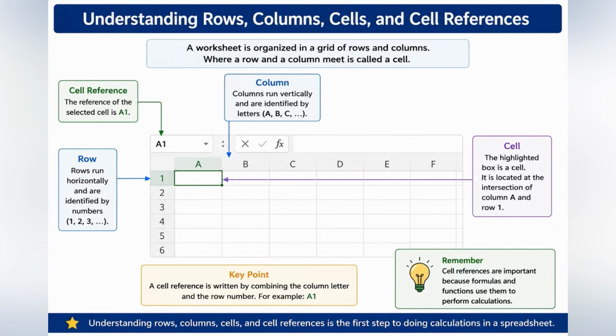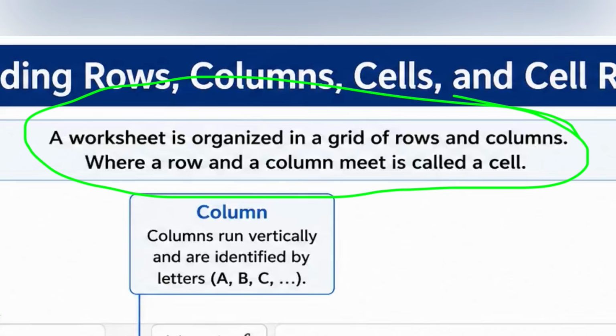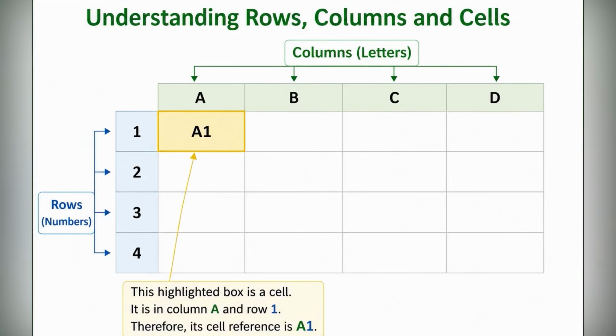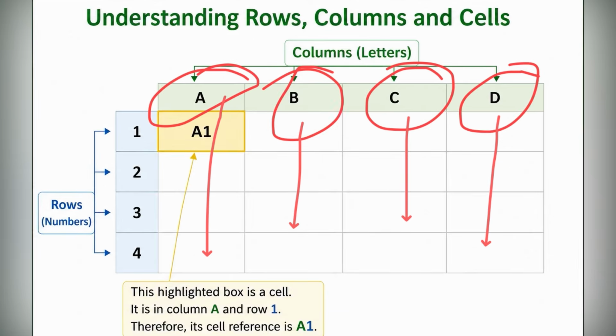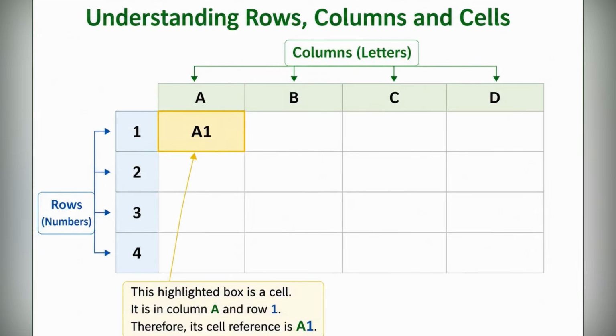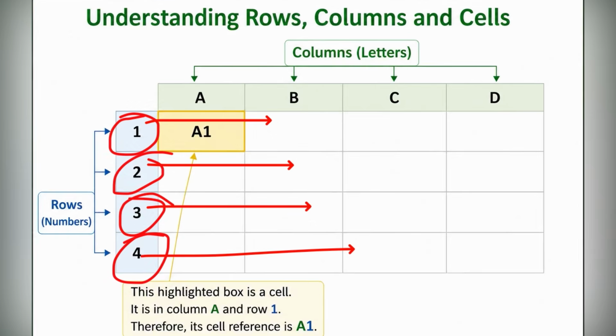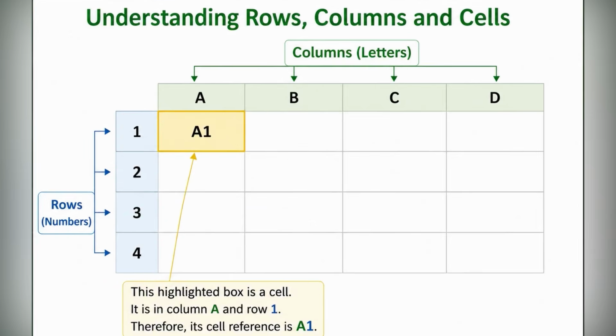Before we learn how to use formulas and functions, let's first understand how data is organized in a worksheet. A worksheet is made up of rows and columns. Columns run vertically and are identified by letters such as A, B, and so on. Rows run horizontally and are identified by numbers such as 1, 2, 3, 4, and so on. When a row and a column intersect, they form a cell.